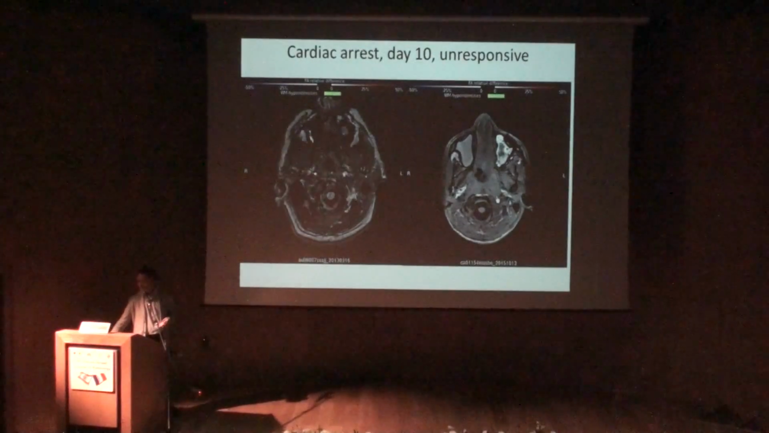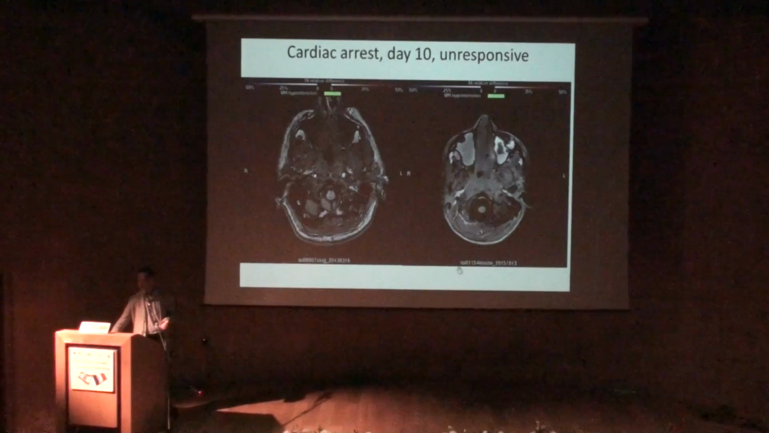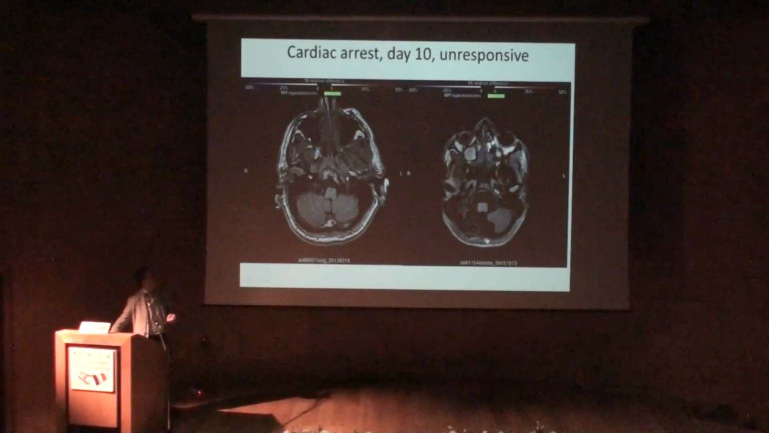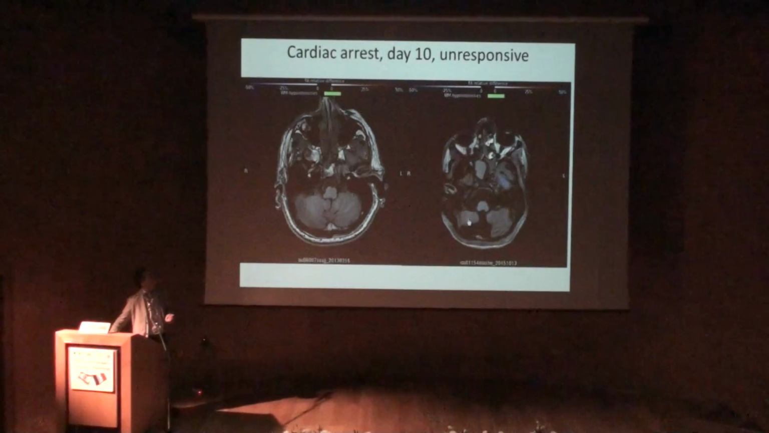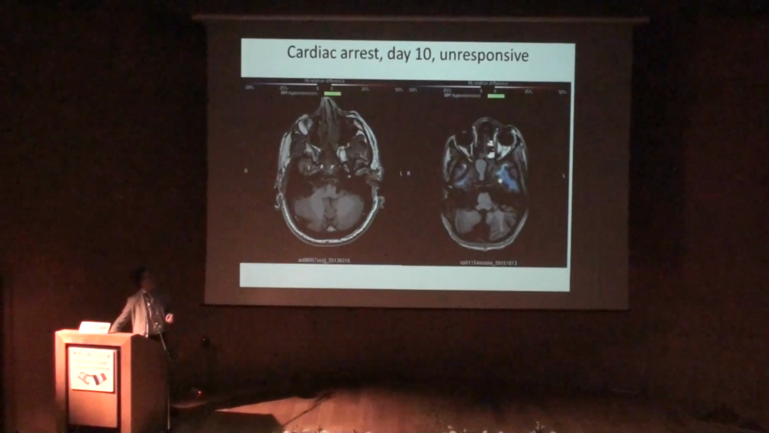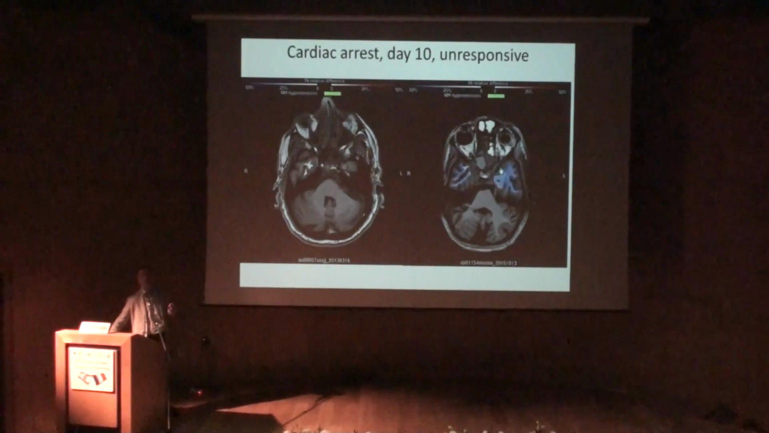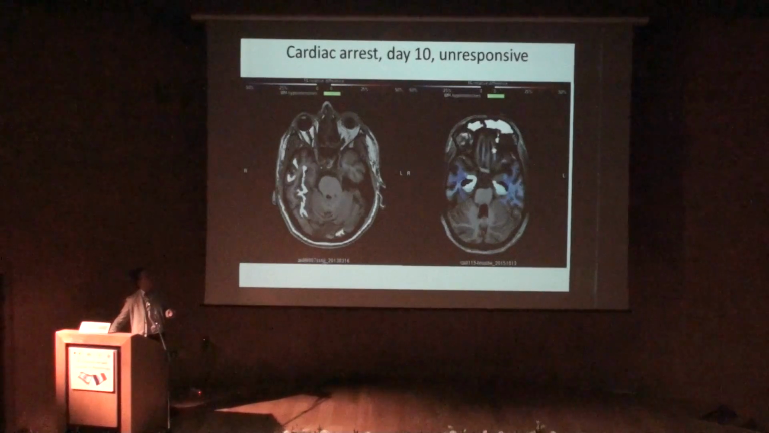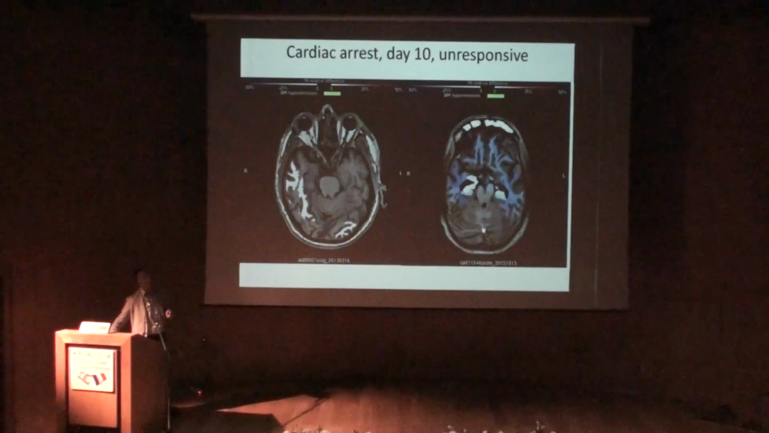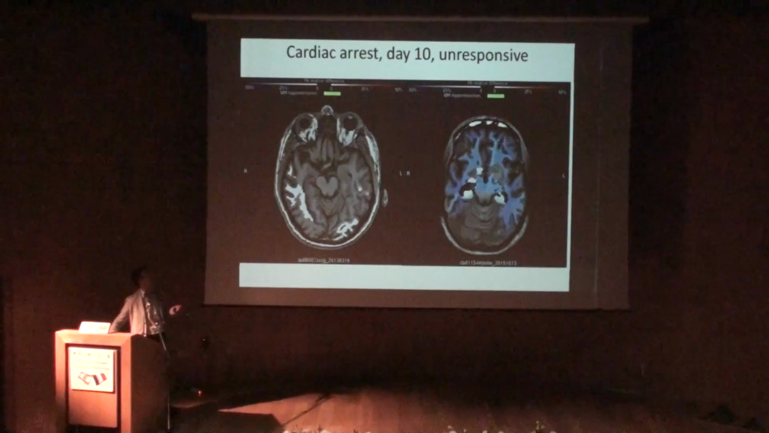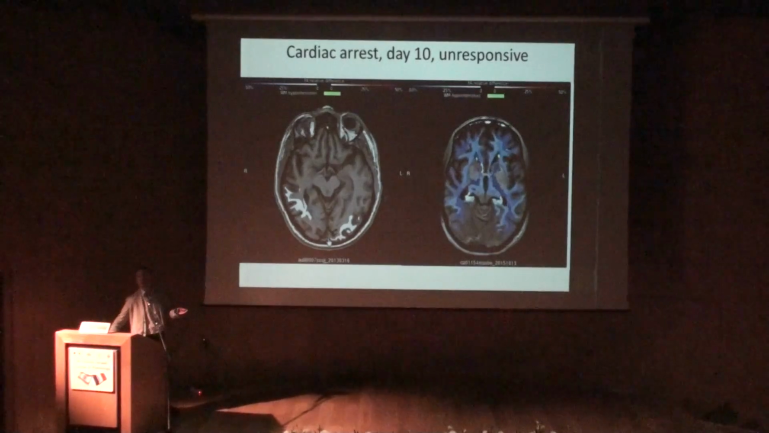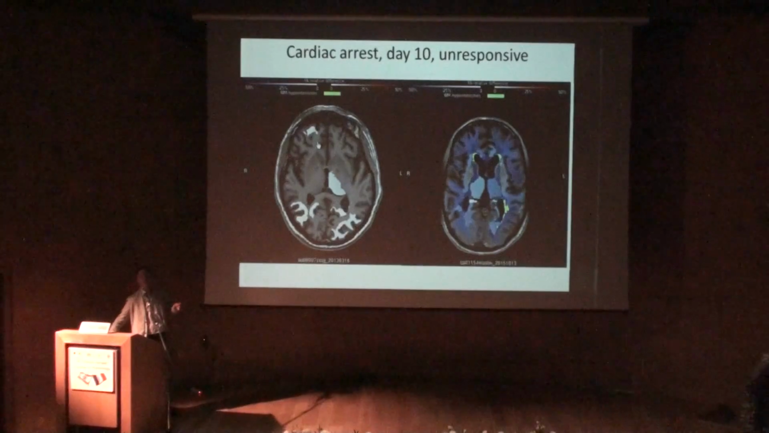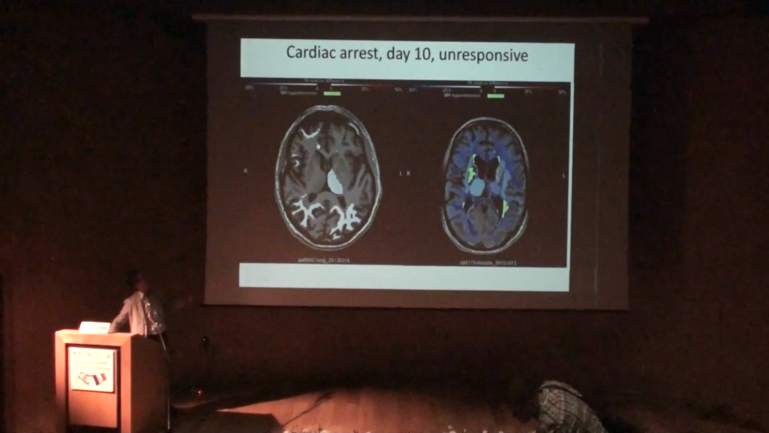Two patients, unresponsive, and you will see how huge the differences are. This one had a favorable outcome, this one had an unfavorable outcome. This is the quantification of the destruction of white matter with DTI. You can see that this one has destruction of the whole white matter. This one has some lesions in the watershed territories, but all the deep white matter is normal. That's the difference as compared to control.